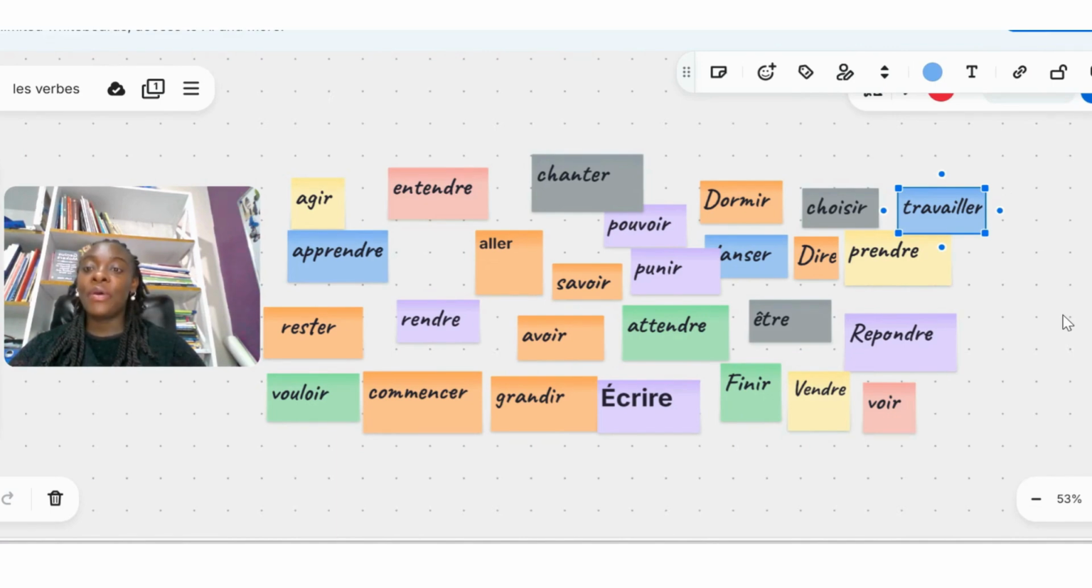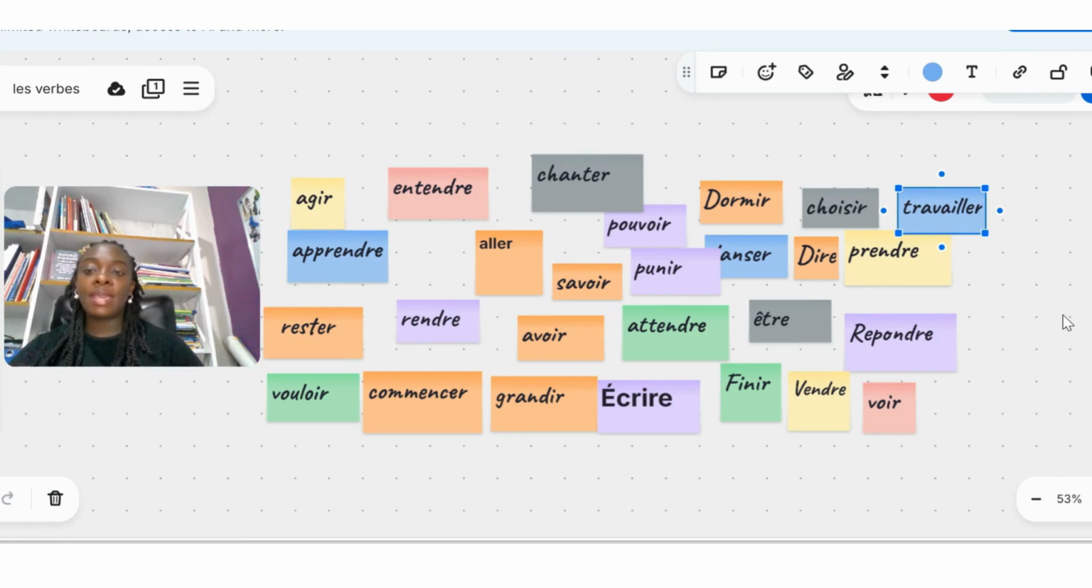In this course we are going to talk about the different verb groups. Which groups do the verbs belong to? Especially when conjugating in the present tense, you need to know which group the verbs belong to so that you're able to conjugate, because we have the regular verbs and the irregular verbs.